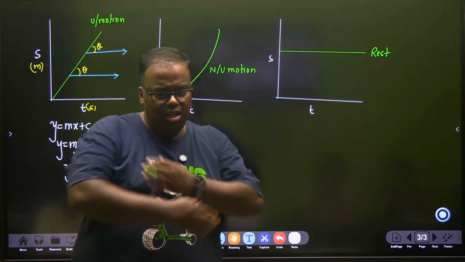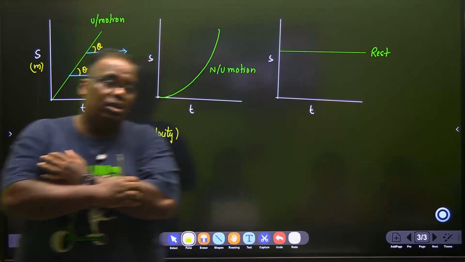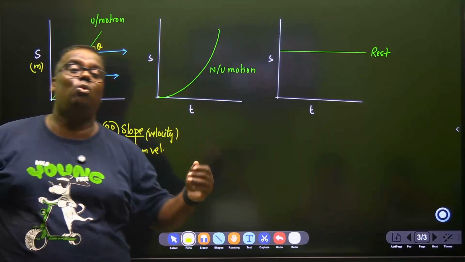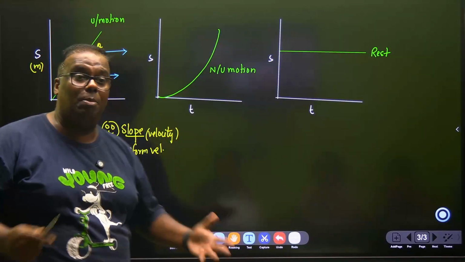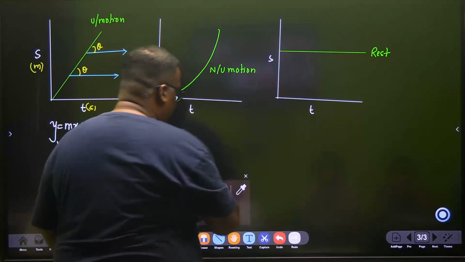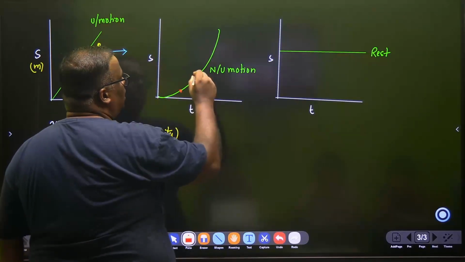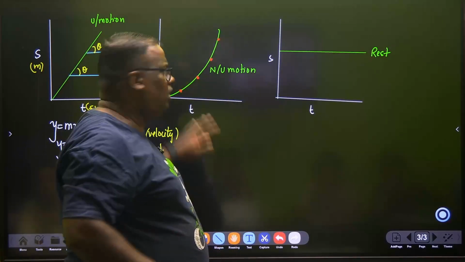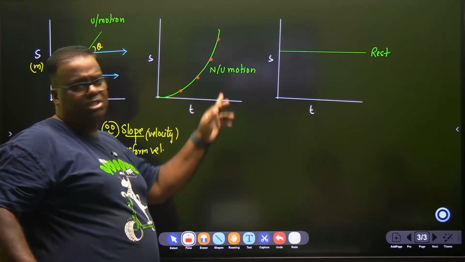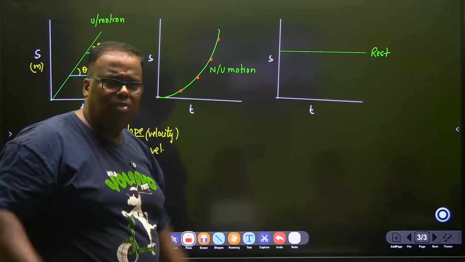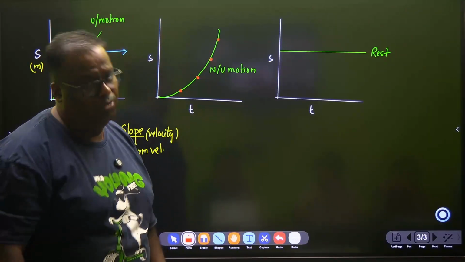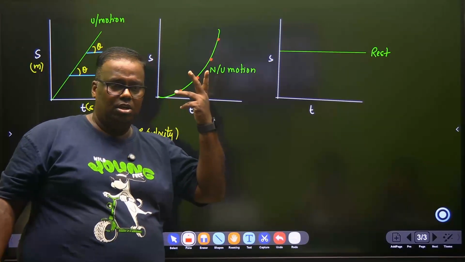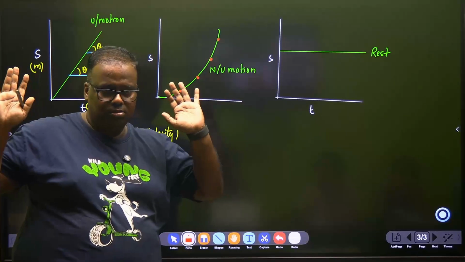How to find that? For curves, we say that you can't define slope straight away. You define slope at a point. So let us take some points on this curve. This is a point. This is a point. This is a point. This is a point. All these points correspond to some time. Let's check the velocities at these times. If the velocities are increasing, this vehicle must be picking up speed, meaning non-uniform motion.